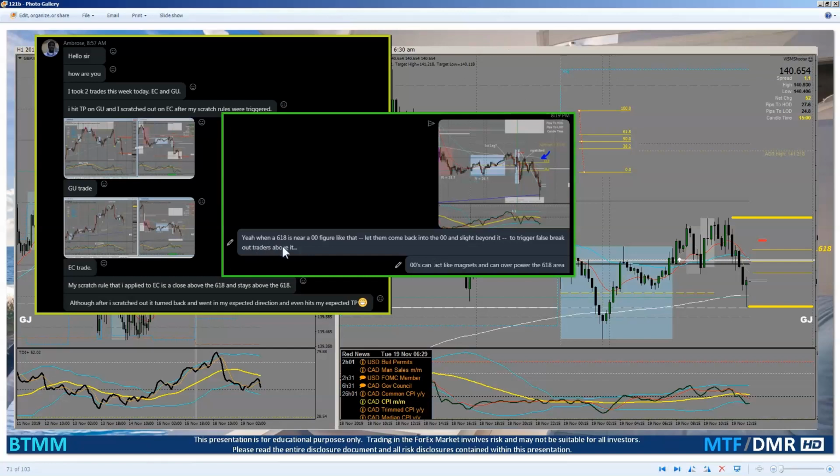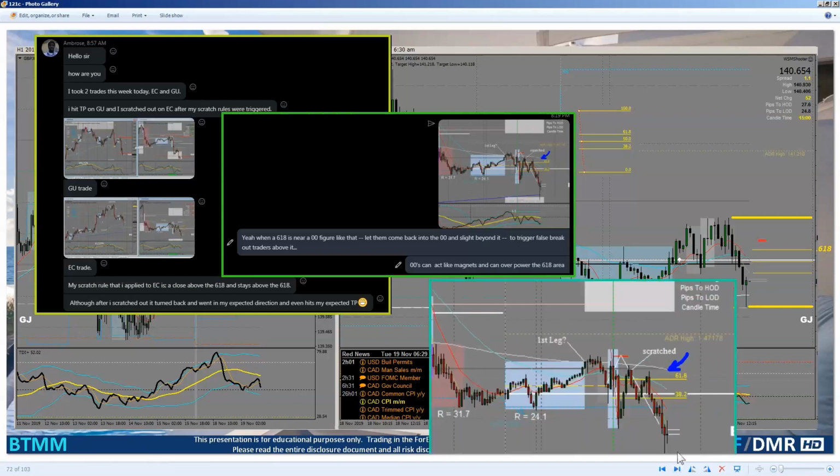So this would be the caveat that we add to this. So you're looking at a 618 pullback, yes, but where's the 00 figure in relation to it? So yeah, when a 618 is near a 00 figure like that, let them come back into the 00 figure and slightly beyond it to trigger false breakout traders above it. So there's an exception to a 618 pullback here. And I say here, 00s can act like magnets and can go over, they can overpower the 618 area.